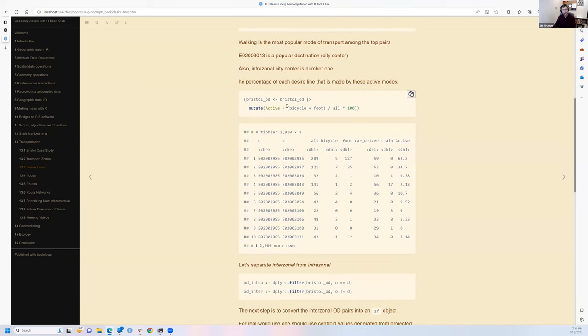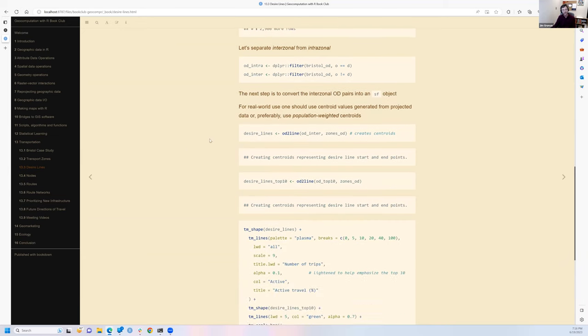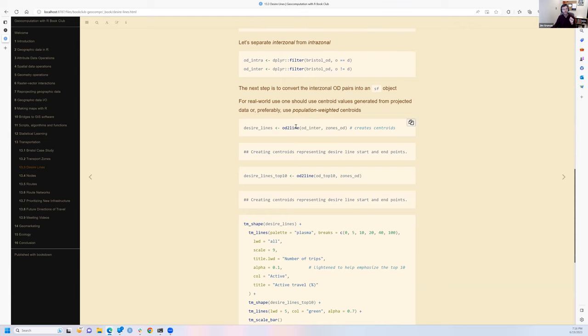And this could also be expressed as the portion that are maybe the modes of transportation we're promoting here, healthy modes of transportation. So we've summed the bicycle and foot traffic and divided it by, say, all of the traffic, and we determine a proportion that is active modes of transportation. Could also filter out or separate interzonal from intrazonal in our study to think about who's traveling from one zone to another. And in this modeling for right now, they introduce a feature where we can show desire lines from centroid to centroid using this OD line function, OD two line function.